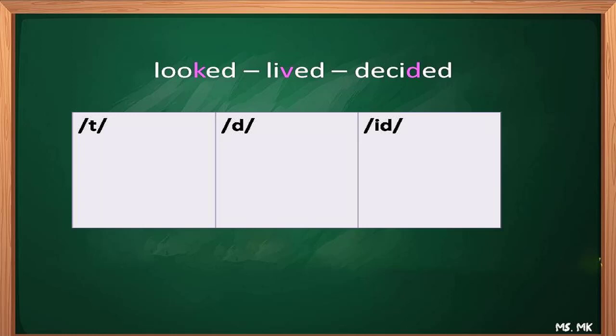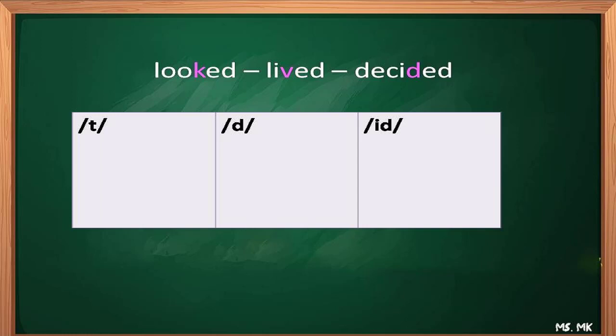Why have we classified looked in the first column, lived in the second column, and decided in the third column? So they're going to answer. You're going to listen to them trying to get the answer correct, and then you're going to tell them that the pronunciation of ed depends on the sound which comes before. Here I insist on sound because they're going to see in some verbs that we have a vowel or a consonant which is maybe silent, so we are going to focus on the sound which comes before ed.